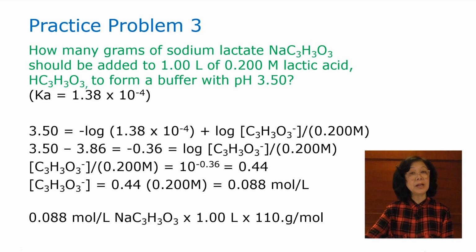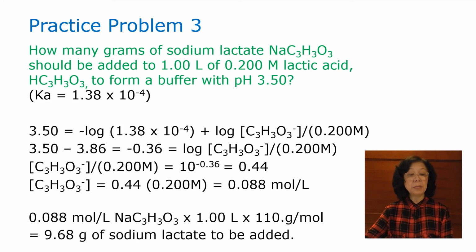Now, because we have 1 liter solution, and we know the molar mass of sodium lactate is 110 grams per mole, we now obtain 9.68 grams of sodium lactate to be added. That means if we want to make a buffer of pH 3.5, we add 9.68 grams of sodium lactate to a 1 liter solution with the 0.2 molar lactic acid.